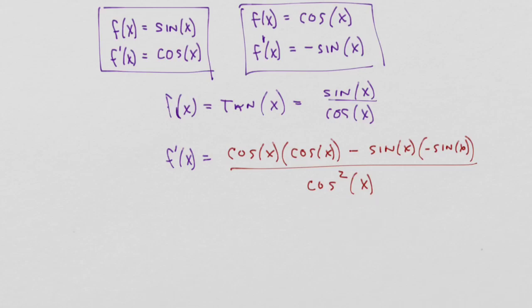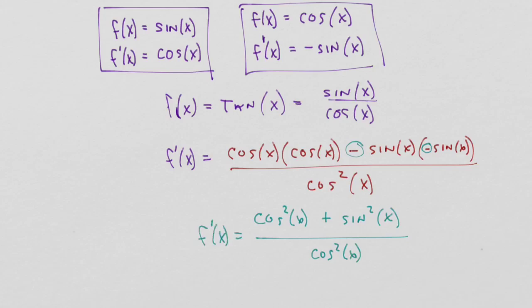So let's go ahead and continue with this. Cosine times cosine is cosine squared. And then we are going to be subtracting a negative value, so I'm going to be adding sine squared. And this whole thing is divided by cosine squared. And we can take this a step farther because we remember our super handy Pythagorean identities that remind us that cosine squared plus sine squared is equal to 1.